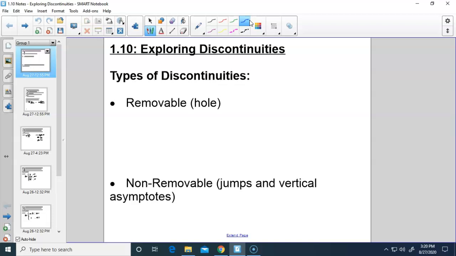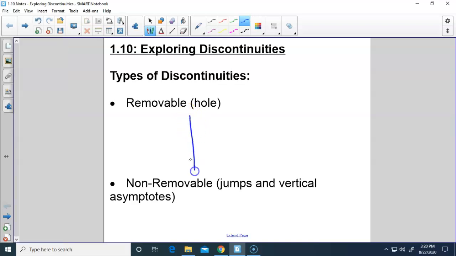The first type of discontinuity we're going to look at is a removable discontinuity. And a removable discontinuity is a hole in the graph. So whenever you have a hole in the graph, you could remove that discontinuity by just filling in that one point right there, and then the function would be continuous.